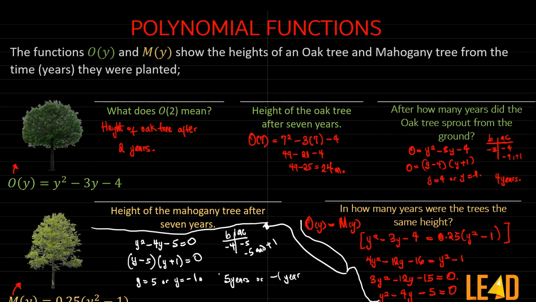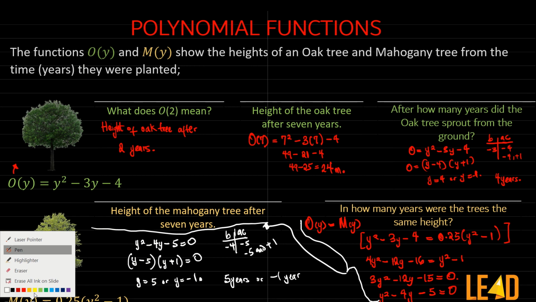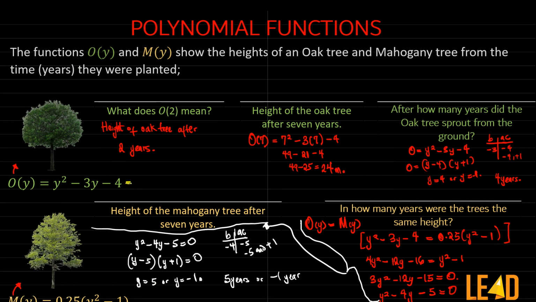And we can test it out. We can plug in 5 in both equations and see whether or not it gives us the same answer. So let me pick up in yellow so that's distinct. I'm trying to solve for O of 5. O of 5 would be 5 squared minus 3 bracket 5 minus 4. This would be 25 minus 15 minus 4. 25 minus 15 is 10, and 10 minus 4 should be about 6. Right, yes, 6. So that's 6 meters tall, if we're going with meters.